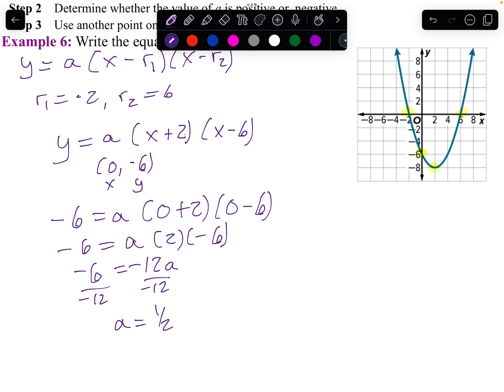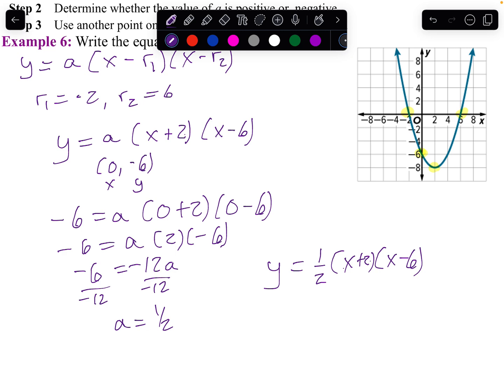So now I can write my equation. y equals A, which is 1/2. I know I'm doing it right because A is positive, isn't it? And then I'll say x plus 2 and x minus 6.